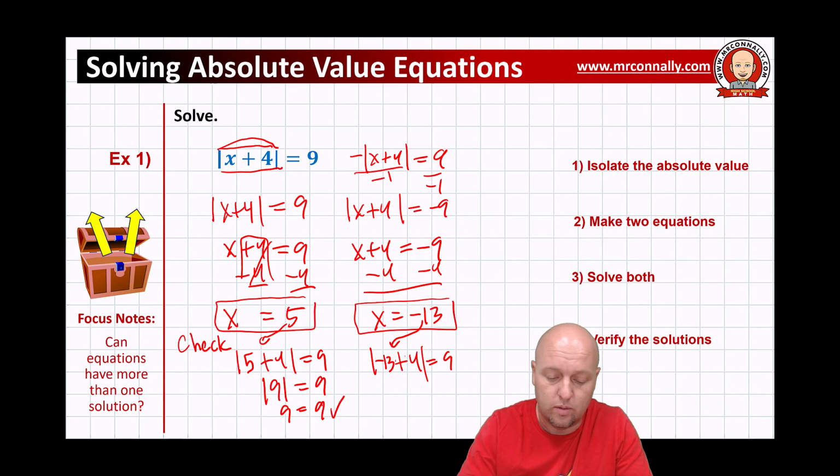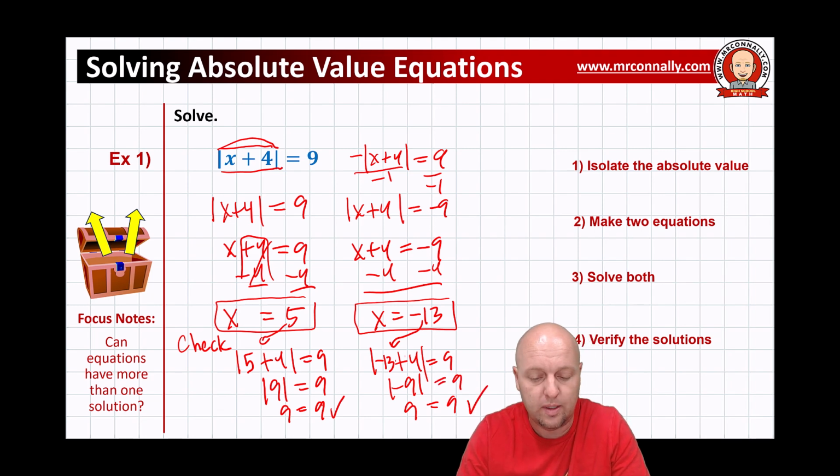And so that's true. And then the absolute value of -13 plus 4 is -9, but the absolute value of that is +9. And so we get another true statement. And so now that we've verified the solutions, we've proven that the answers are x equals 5 and x equals negative 13.